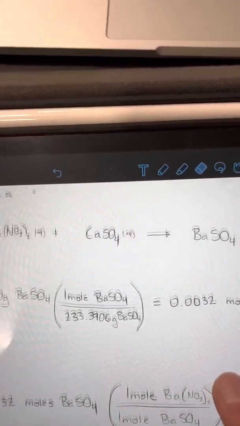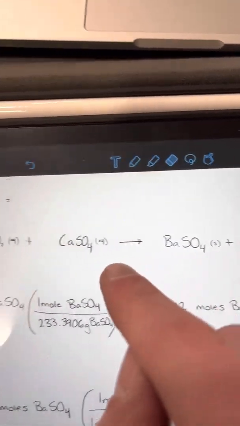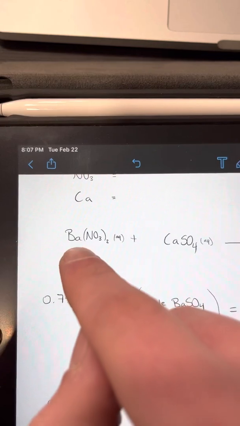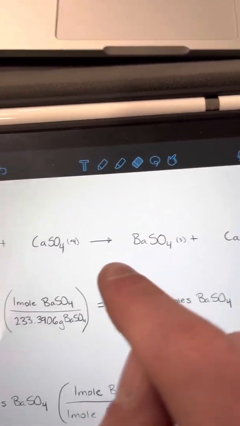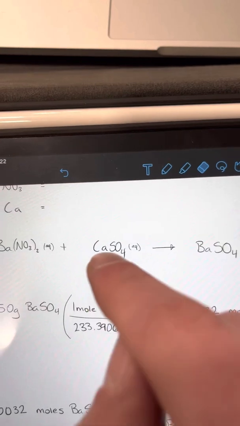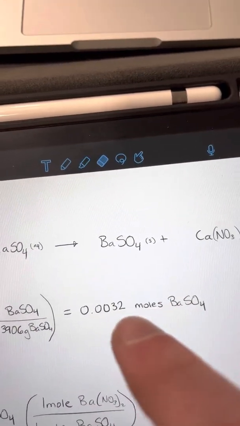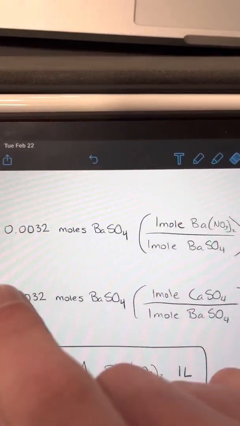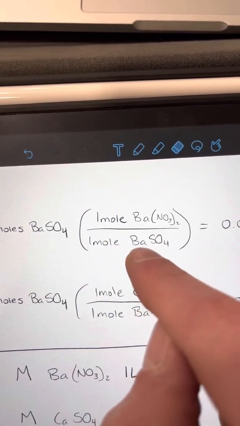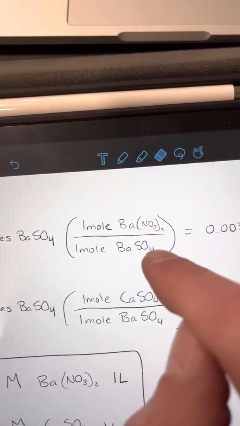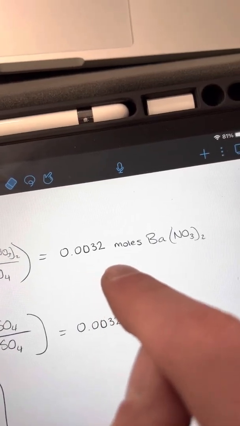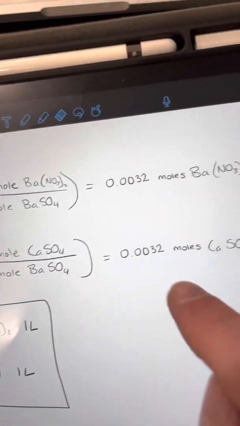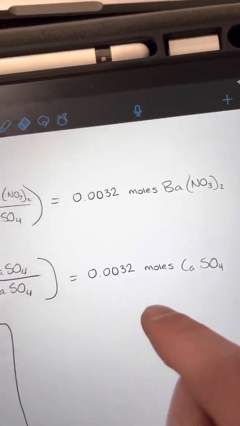Now, we see here that our ratio of barium sulfate to barium nitrate is, for every 1 mole of barium nitrate, we have 1 mole of barium sulfate. Same thing with calcium sulfate. We have 1 mole of calcium sulfate for every 1 mole of barium sulfate. So our ratio is 1 to 1. And so we take the moles of barium sulfate divided by the moles of barium sulfate. For every 1 mole of barium nitrate, we get the same, 0.0032 moles of barium nitrate. Do the same thing for calcium sulfate, boom, and we get 0.0032 moles of calcium sulfate.